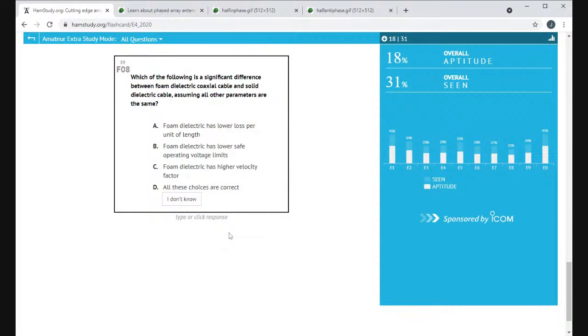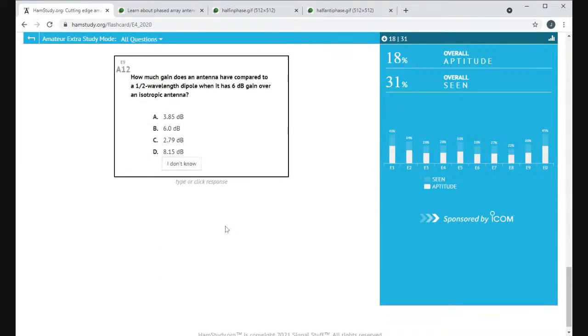Which of the following is a significant difference between foam and solid? And that is, all of these are correct. Since we've already seen this one correctly, we've seen this one today.